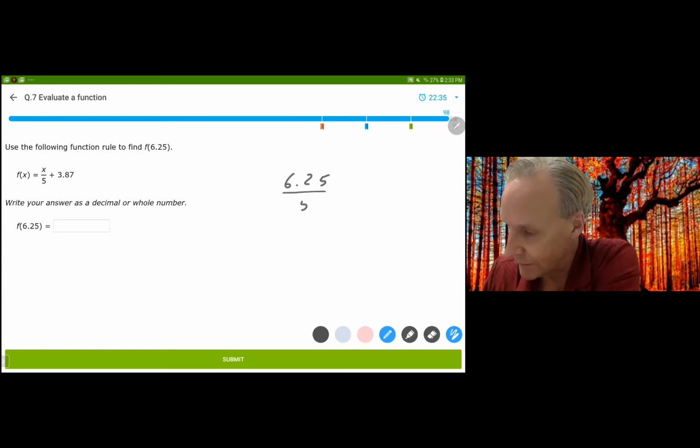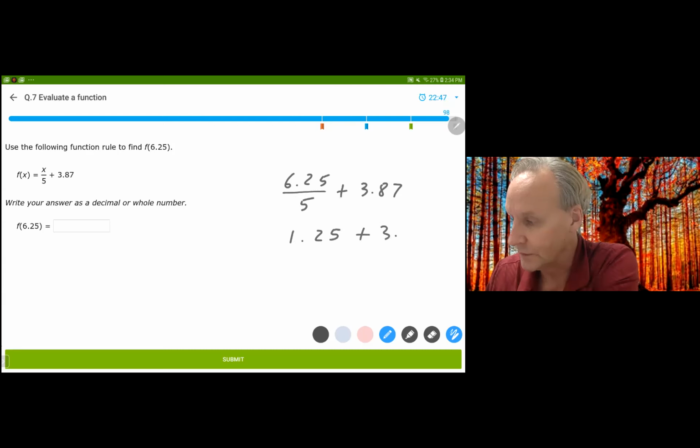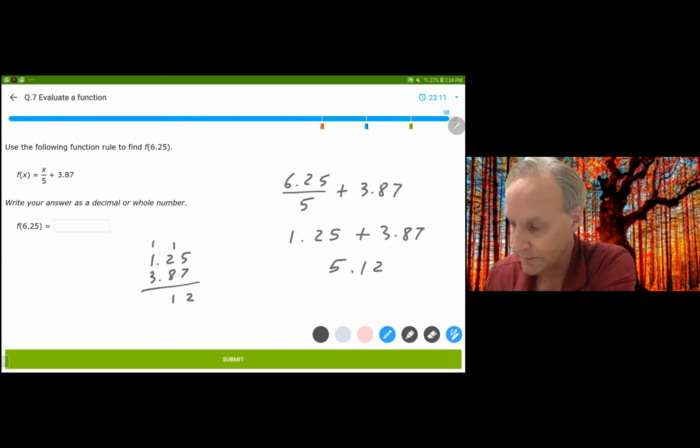All right, 6.25 divided by 5 plus 3.87. Hopefully you can divide that by 5. It goes in once, and it goes in twice, and it goes in 5 times. 3.87. And when I add those together, I get 5.12. Huh? Let's see. Line them up. Remember, when you add decimals, it's a good idea to put them in line. That's going to be a 2 and carry the 1. And that's a 1 and carry the 1. And that's a 5.12.